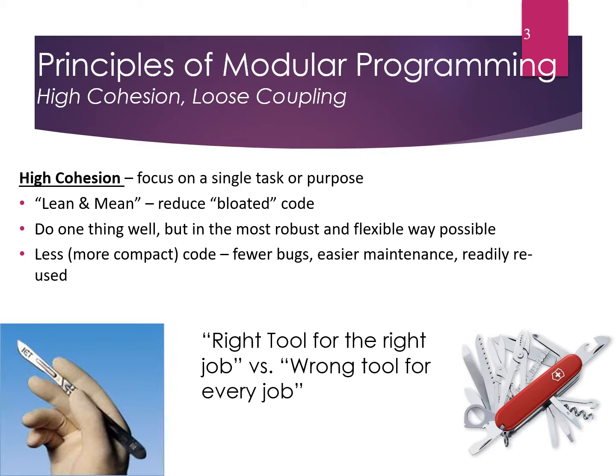Less code, which is to say more compact code, results in fewer bugs, easier maintenance, and is more readily reused. The principle involved here is to use the right tool for the right job, as opposed to the wrong tool for every job. For accessibility purposes, I'll narrate that this slide has a picture of a scalpel, a very specialized surgical tool intended to do a few things very well.